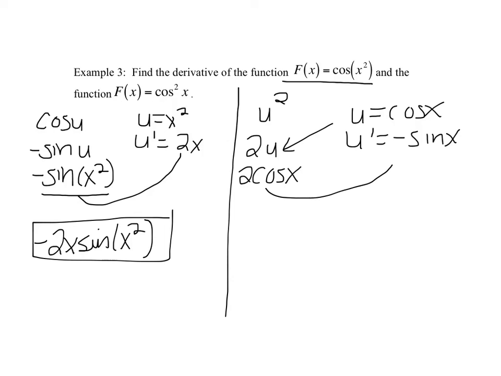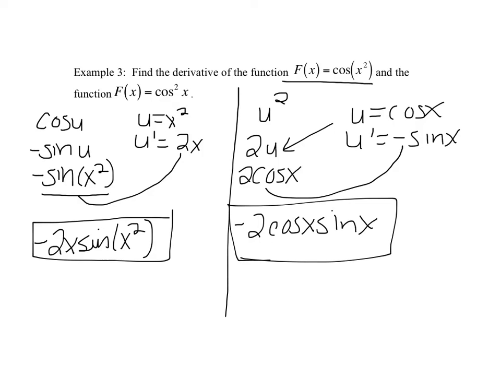And my final step is to multiply these two things together. So it's negative 2 cosine x sine x. And of course we can use a double angle formula and simplify that further if we want, but I'm okay with leaving it like that.